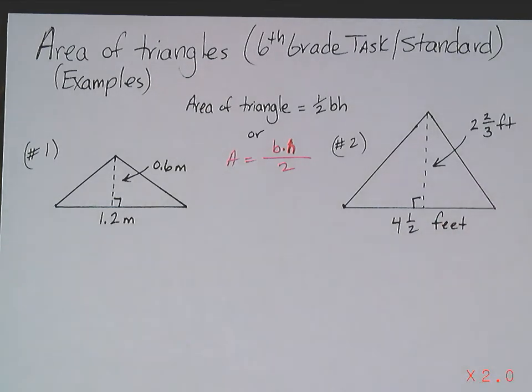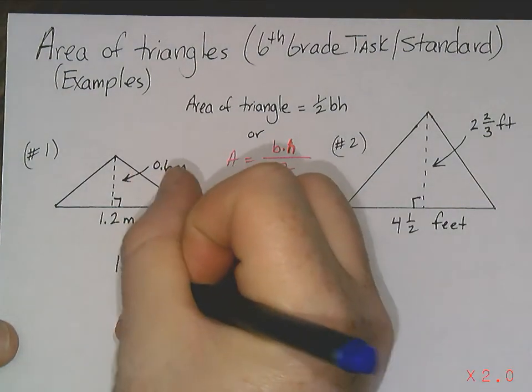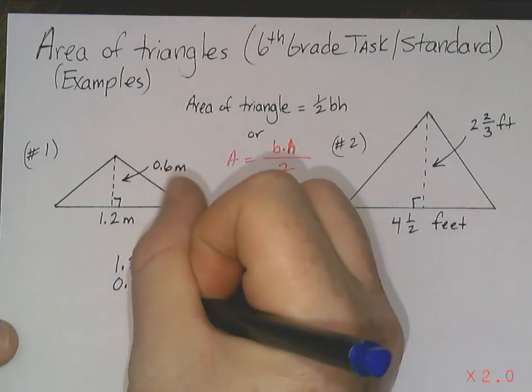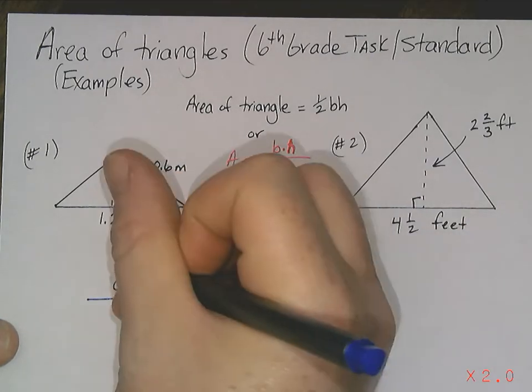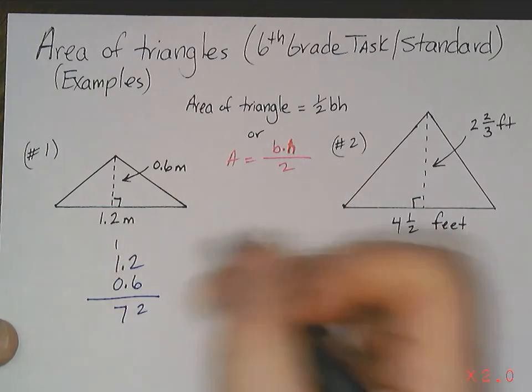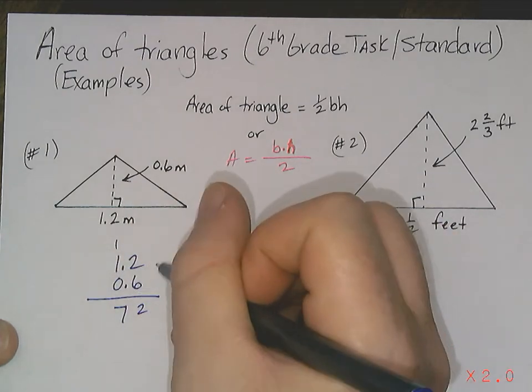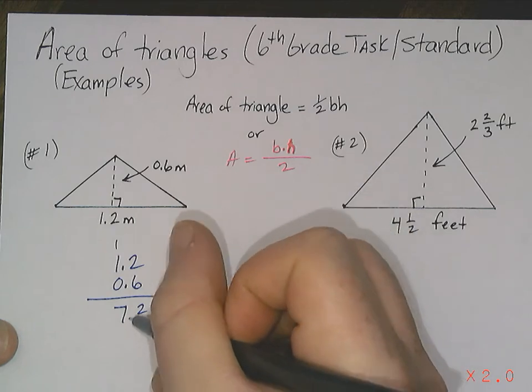So what we're going to do is take the base for example number 1, which is 1.2, and we're going to multiply it by the height, which is 0.6. There's one decimal here, one decimal here, so you add 1 plus 1 is 2. So 0.72.